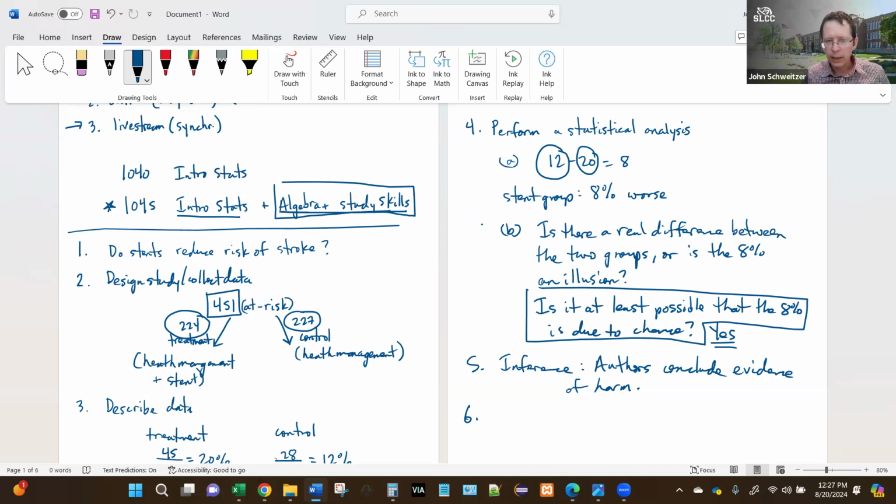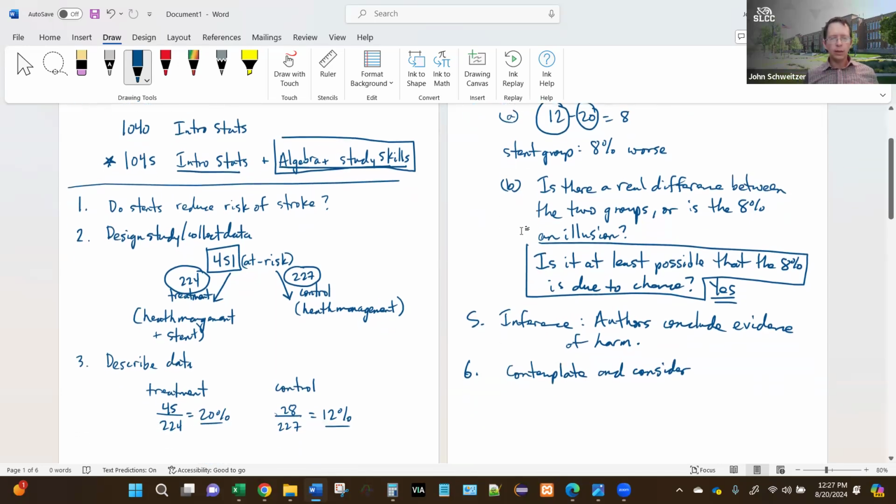It's contemplate and consider. Okay, so anytime you read one of these studies, especially if you end up being a researcher yourself in the future, you're going to want to contemplate and consider what's going on with the data. So just let me give you an example. Is this really a good sample? Okay, these are volunteers after all, right? Who volunteers for medical studies?